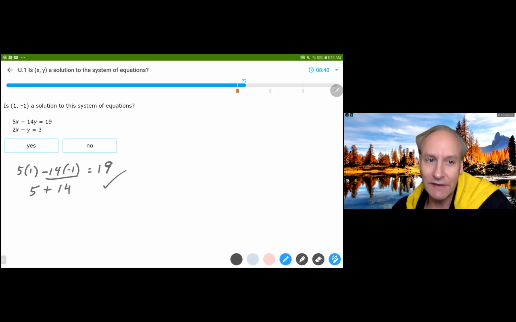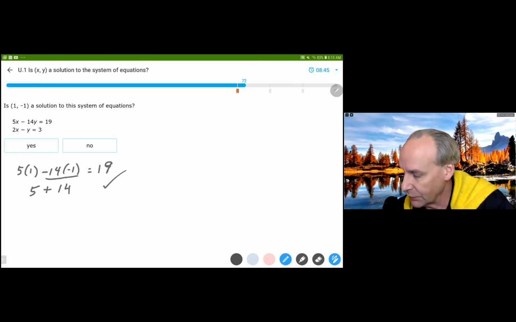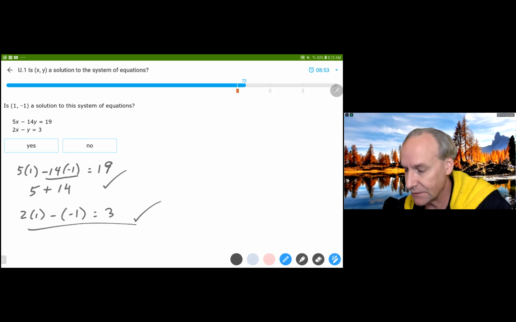You will have issues with the subtraction versus the multiply and so on. Now, the second problem says 2 times 1 minus -1 is equal to 3, which is also true. So in this case, it's a yes. Notice that 1, -1 made these true.